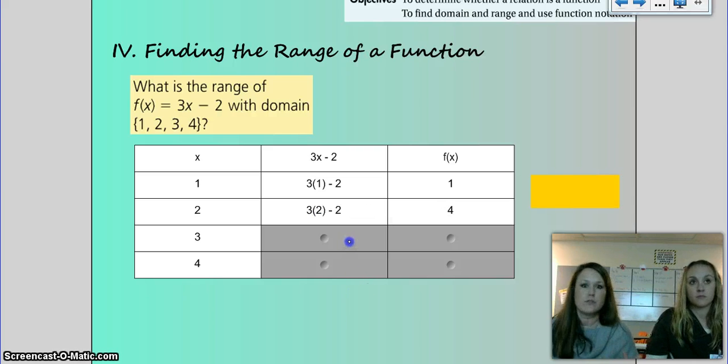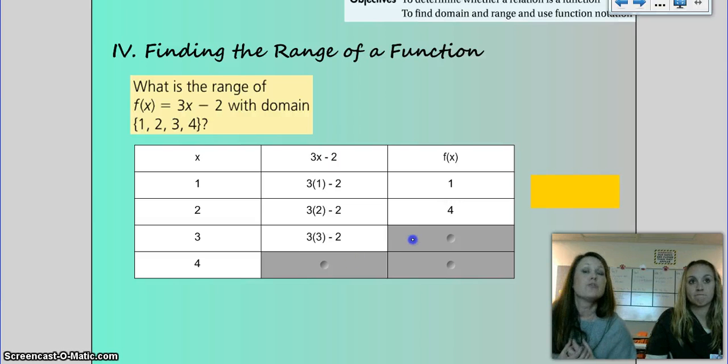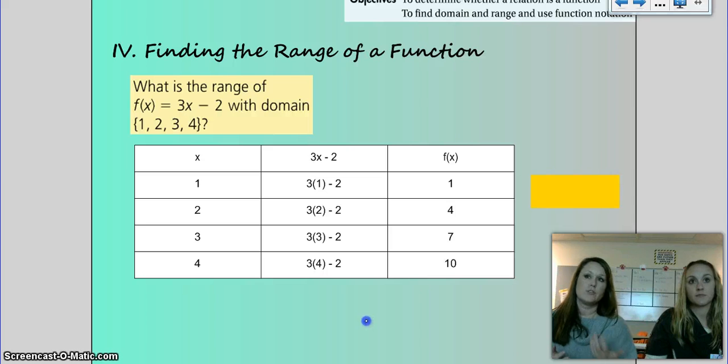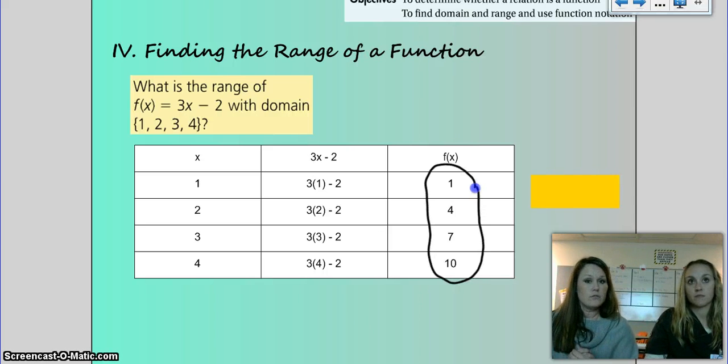Again, it's the same stuff we've been doing. That's why we're going quickly. 3 times 3 minus 2 is 7. 3 times 4 minus 2 is 10. So my outputs are right there.